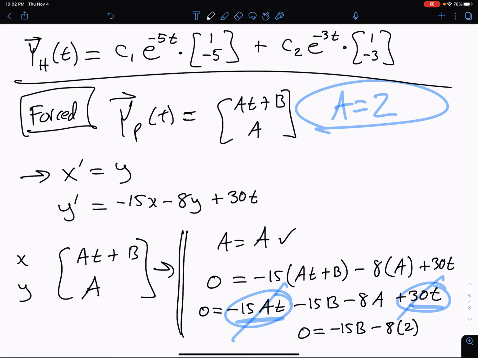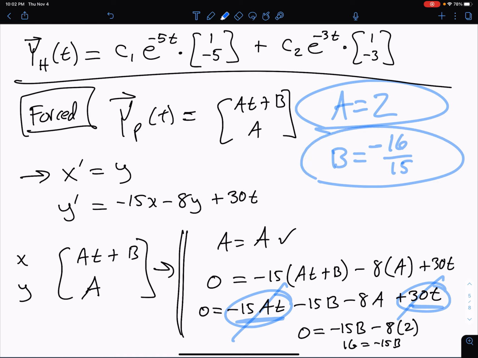So you would have to solve 16 equals negative 15b. So if we set b to be negative 16 over 15, then 16 will equal negative 15 times b. That will also check out. Okay, so we've got our guess. We essentially have 2t plus negative 16 15ths, and then 2.